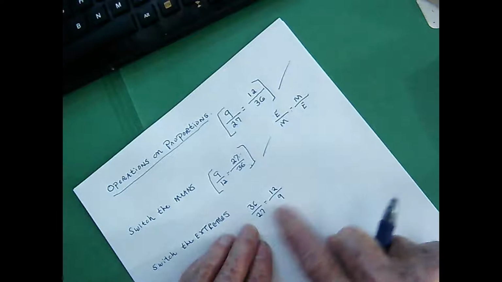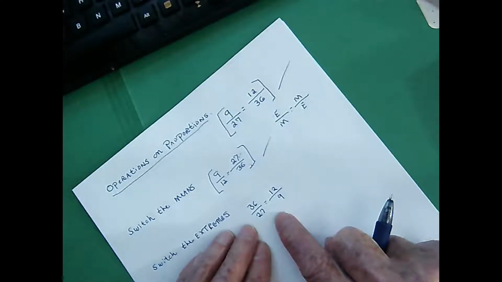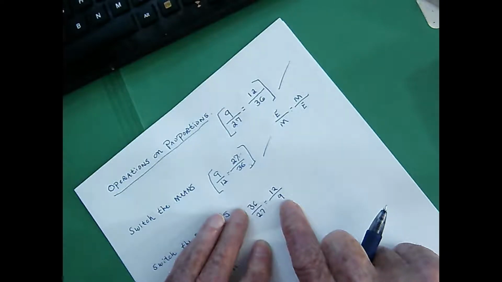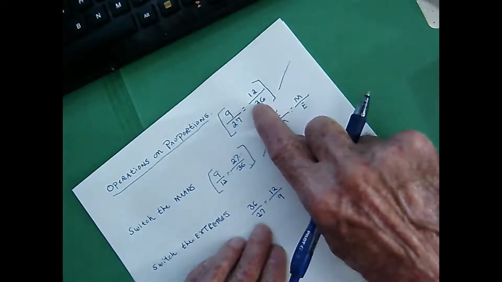And when I do that, is this a valid proportion? And I say, yeah, it is. If we did the cross products, it would be perfectly valid still, because I know that 9 times 36 is equal to 12 times 27. We saw that in the first case.